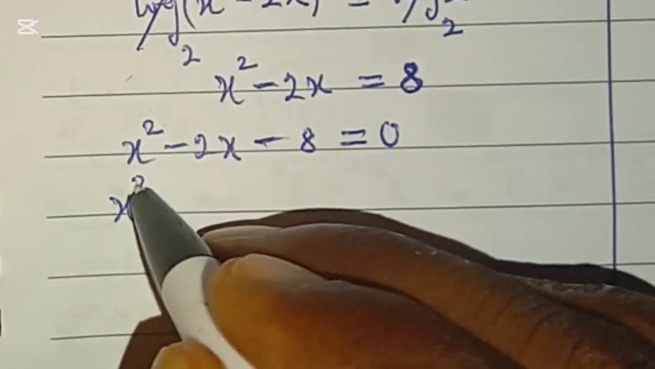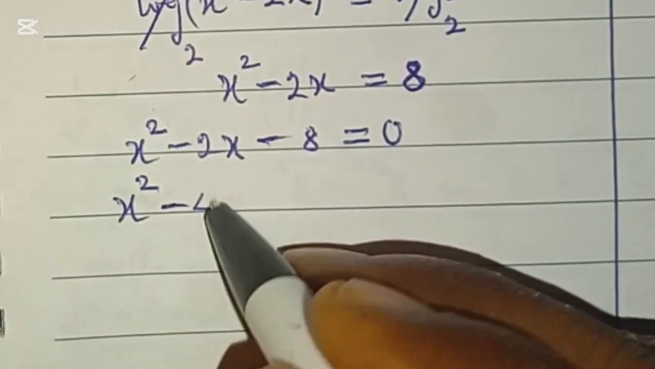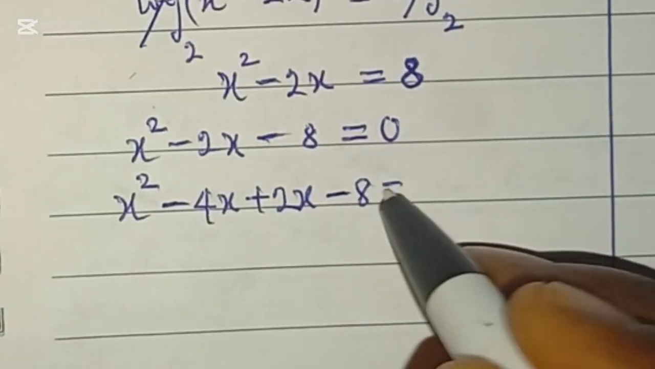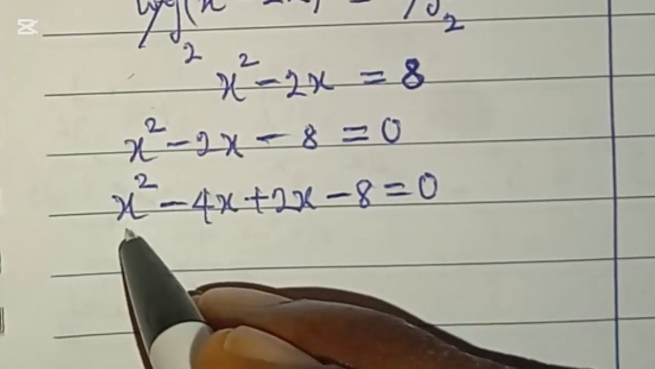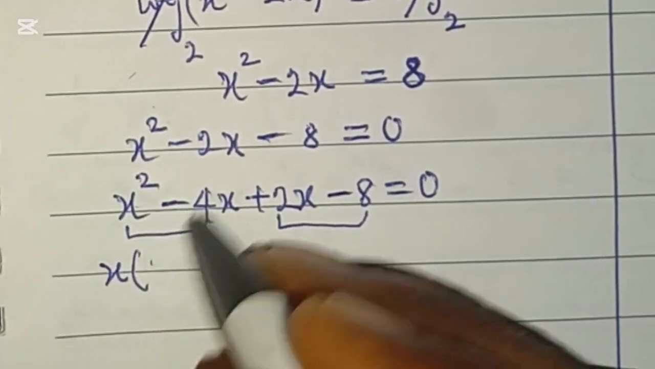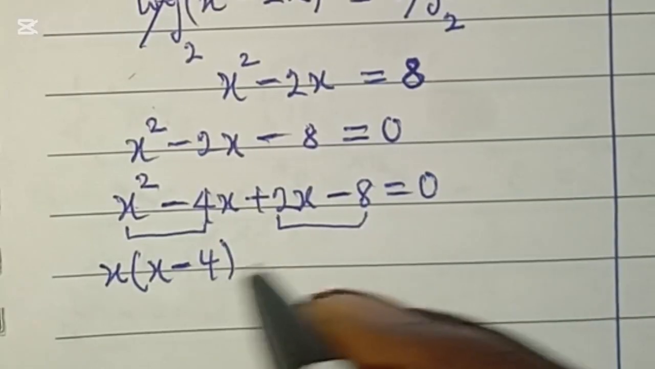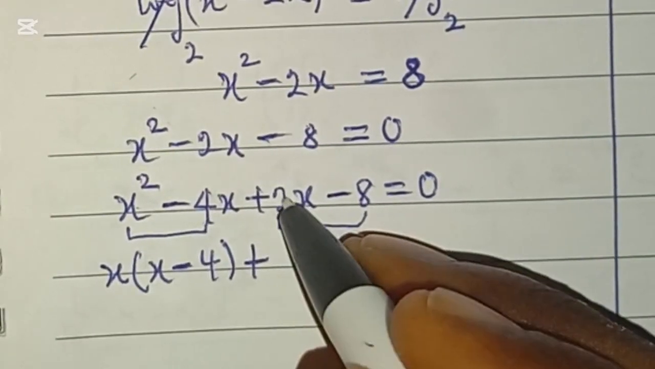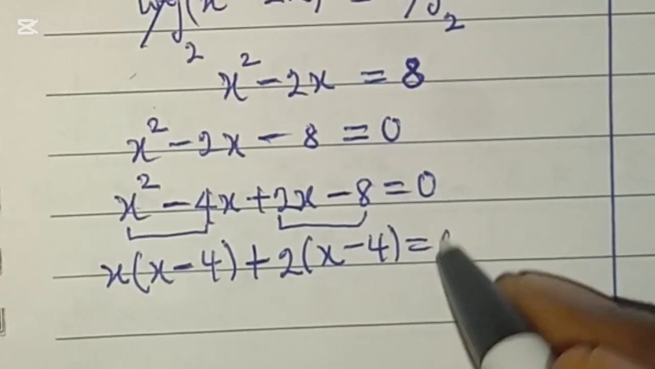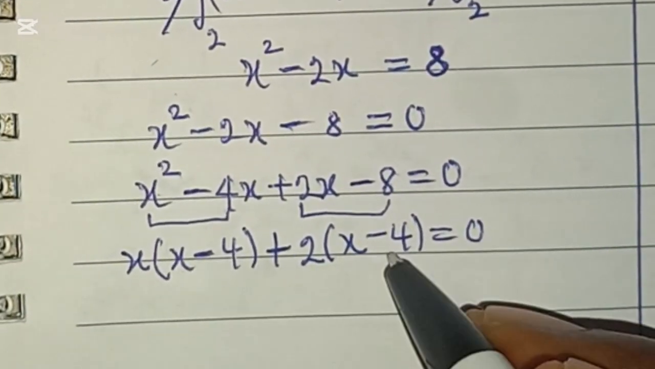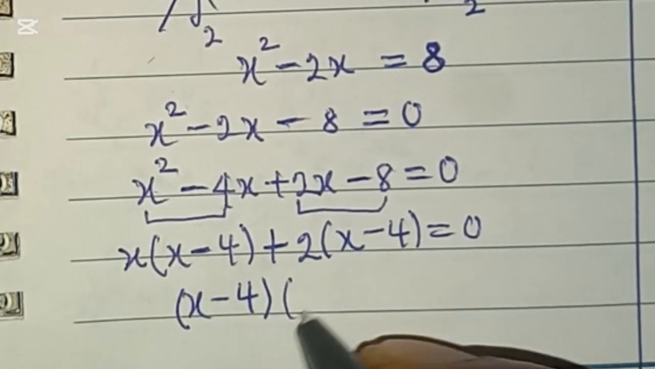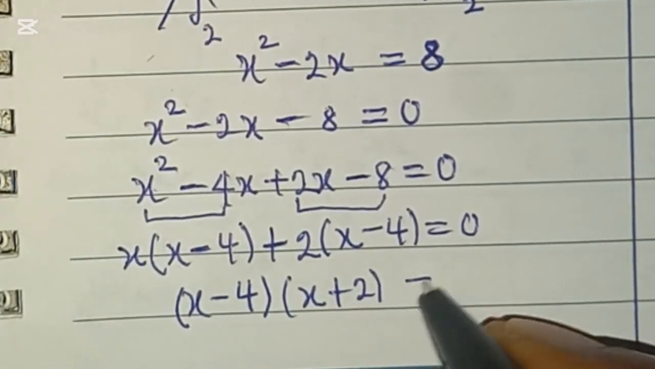We can say this is x squared, and this becomes minus 4x plus 2x to replace the middle term, then minus 8. When you factorize by grouping these two terms and these two terms, you bring out x, which is common, and we are left with x minus 4. You take out 2, which is common to both of them, so we have 2 bracket x minus 4. After doing this, you can easily realize that x minus 4 is common, so you bring it out first. x minus 4 is common, and then x plus 2 is left.